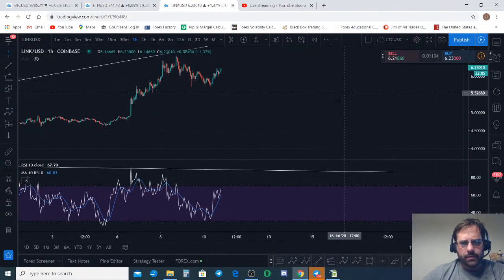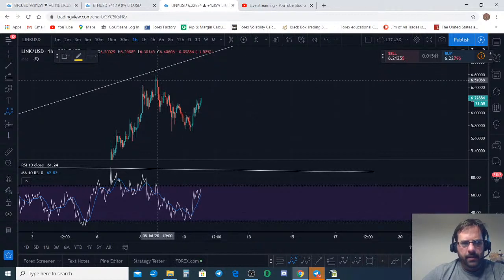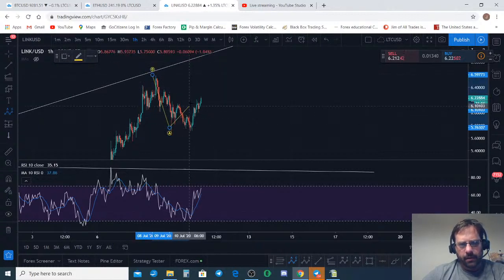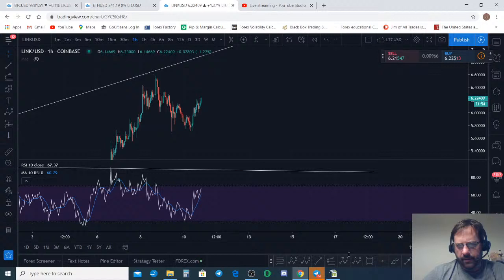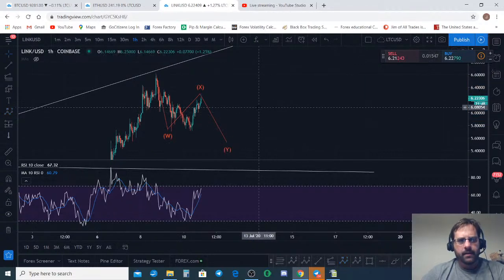Most likely this is part of a W. Oh, this is a WXY. It's easy to see now. That's a W. We got a flat correction X. Now we're going to get Y.